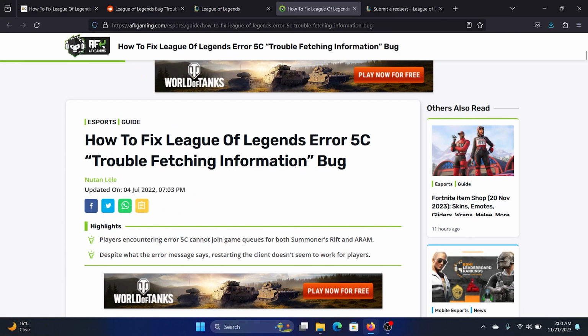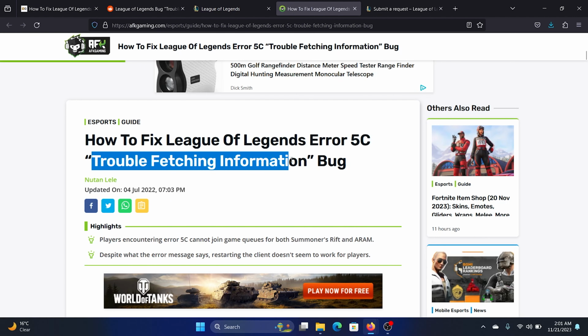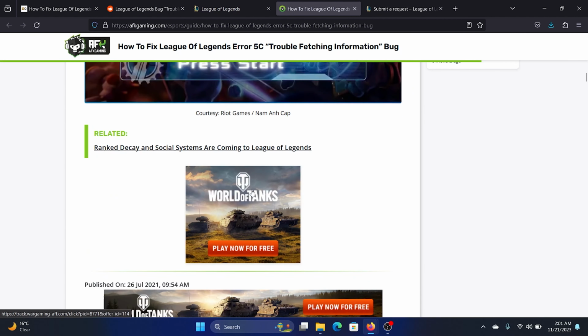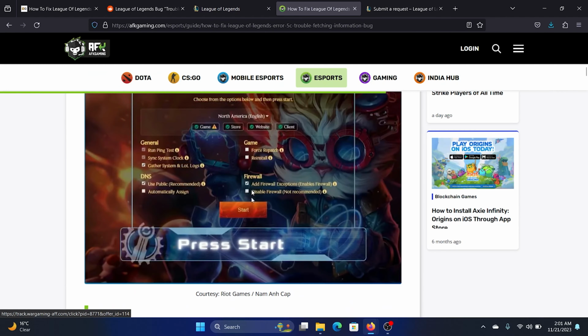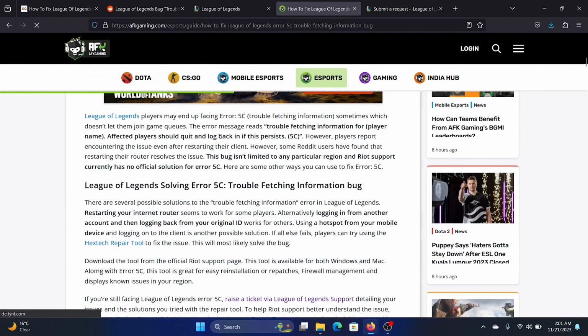Hey friends, so if you encounter this issue on League of Legends, that is error 5C, trouble fetching information, then I will help you with the resolutions. Now let us understand what this issue is and where this issue stands with. So this issue is basically with the IP address of the system, with the network of the system.